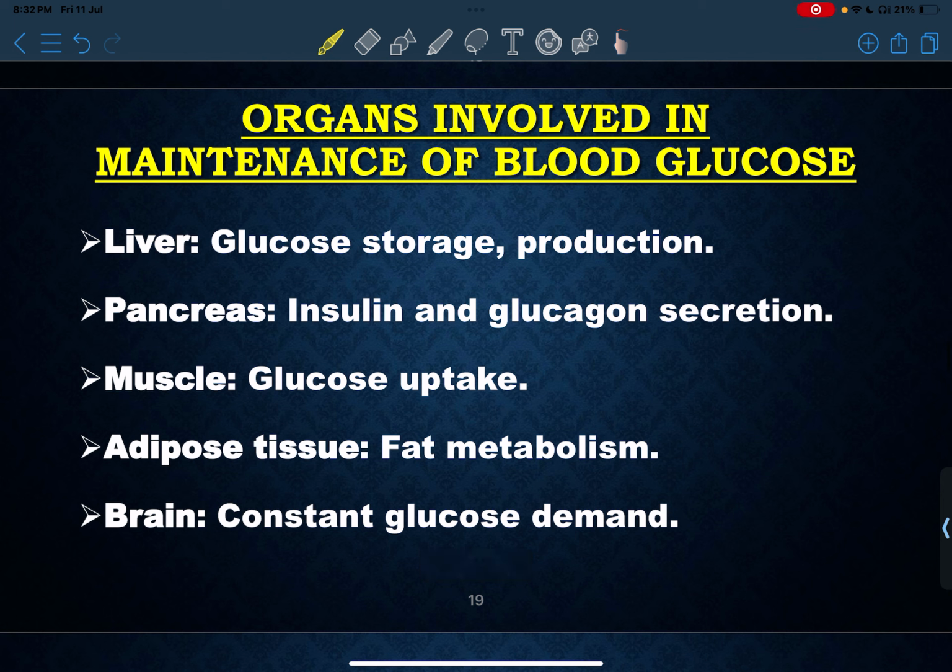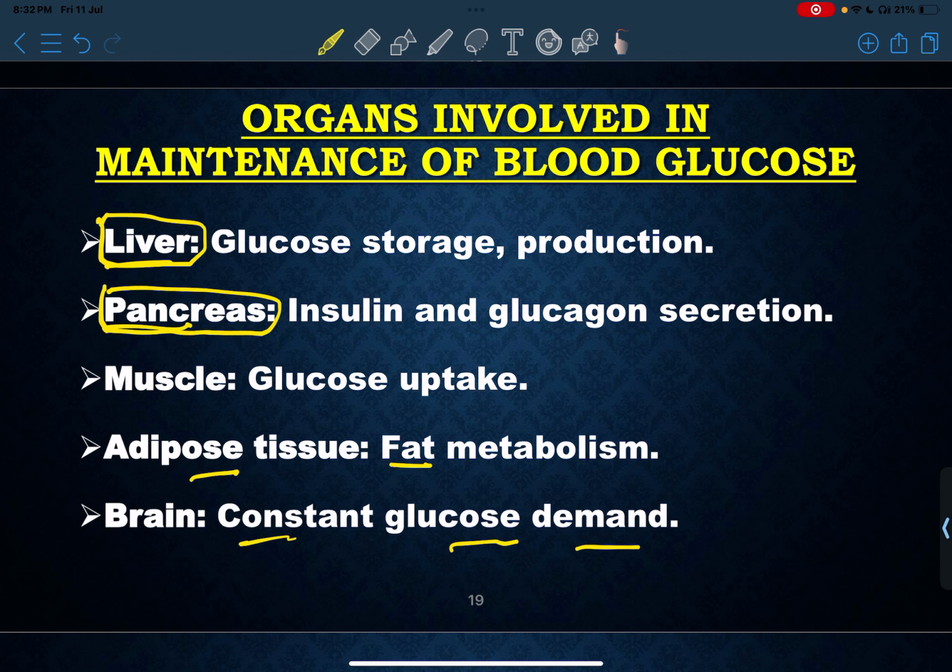So next, the organs involved in maintenance of blood glucose. There are many organs: you can see liver, pancreas. There is muscle, which regulates the blood glucose level by storing it or releasing it. There is adipose tissue, which stores glucose as fat. Brain has a constant glucose demand. Okay, so these also regulate blood glucose. From here, the liver and pancreas are the most important organs, and they play a very important role in the regulation of blood glucose.